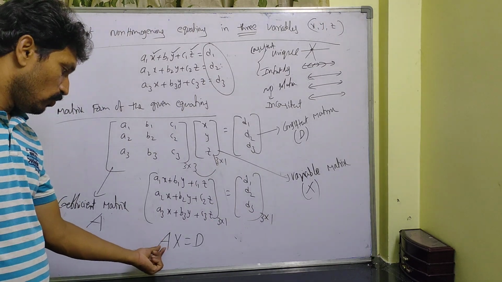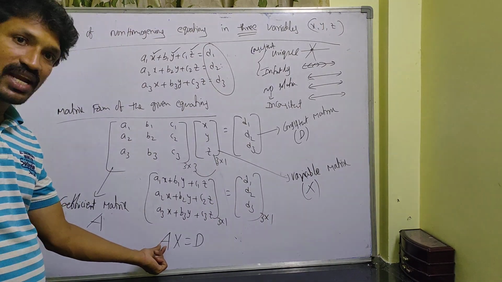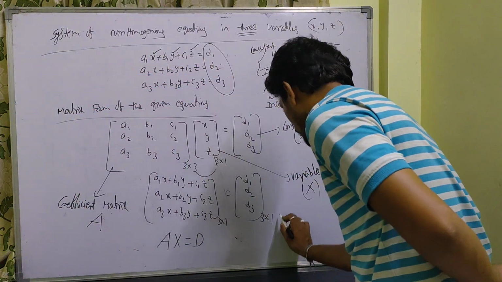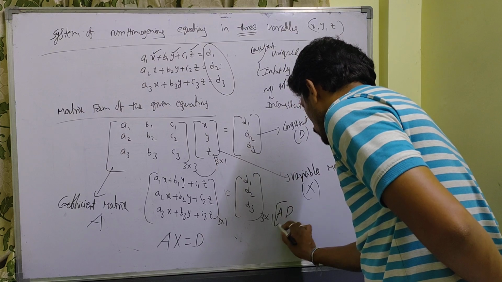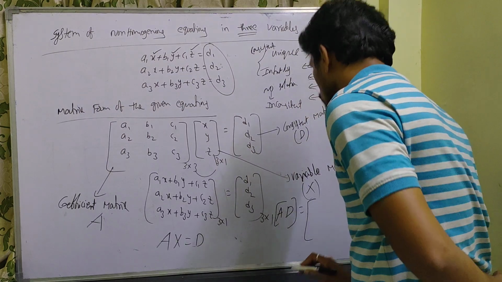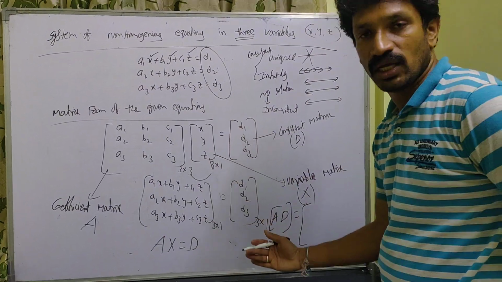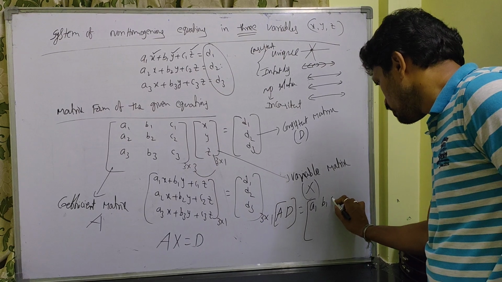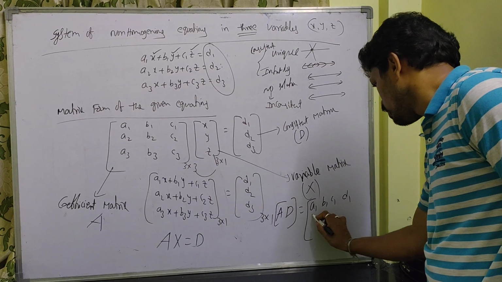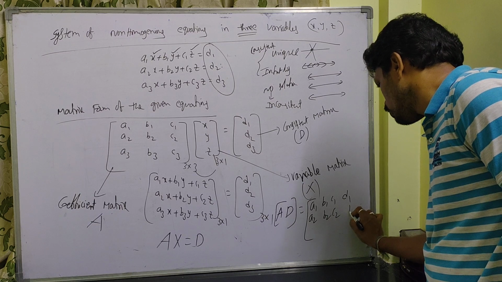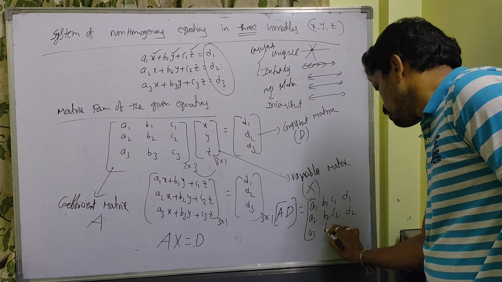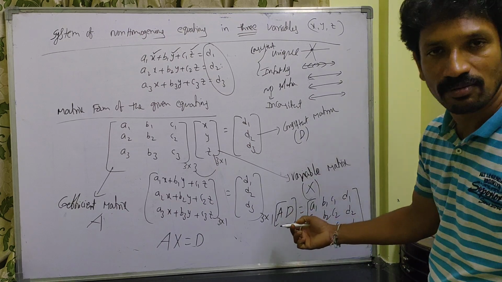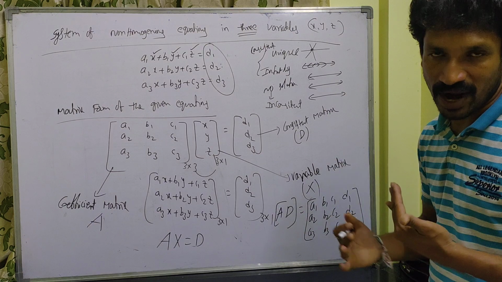Here, the combined matrix of A and D. How will it be? The AD matrix will be like this. AD is nothing but the coefficient matrix along with the constant matrix. So it will be a1, b1, c1, and d1; a2, b2, c2 and d2; a3, b3, c3 and d3. This matrix, the AD matrix, is called the augmented matrix.